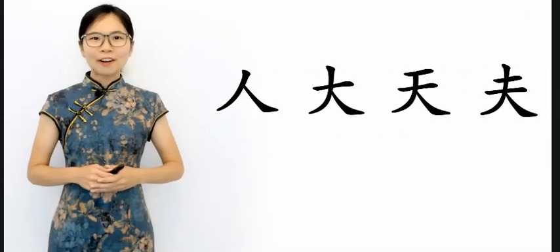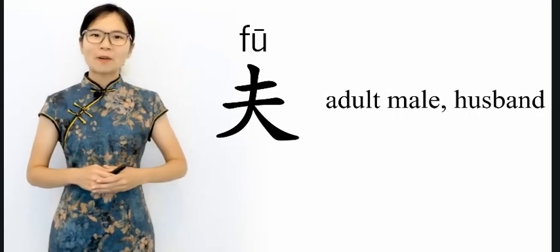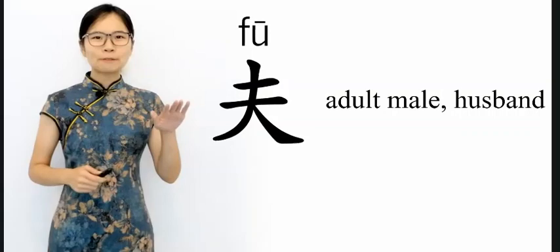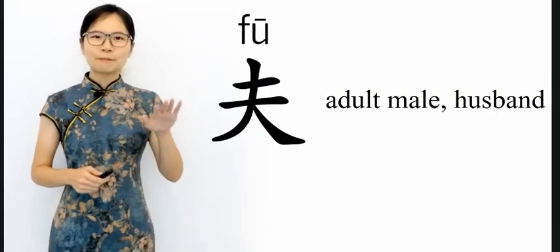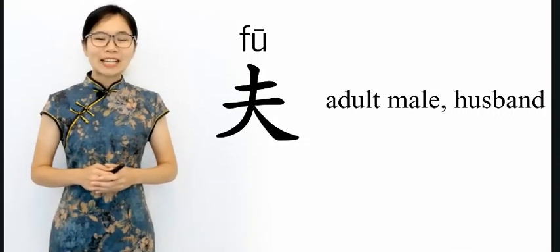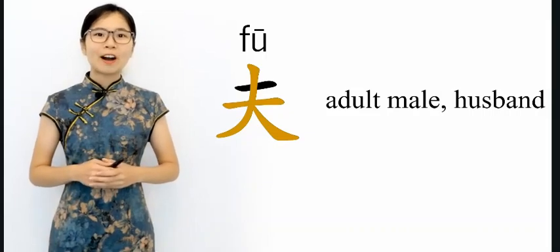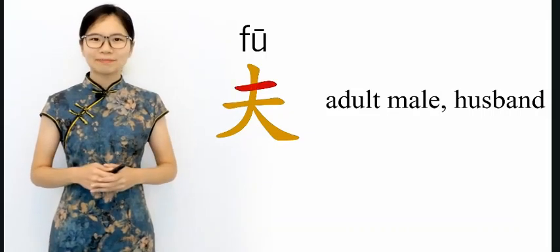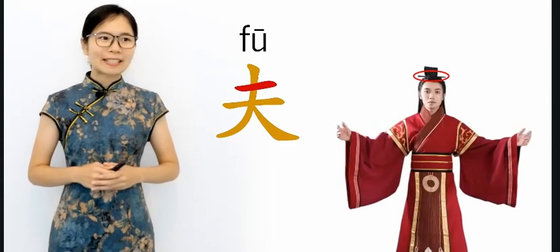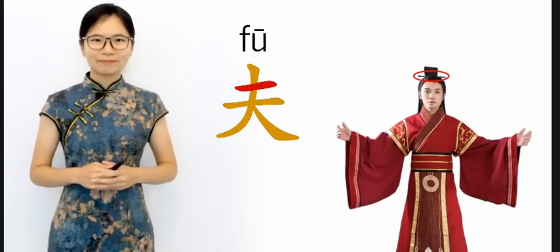And our final character for this lesson is 夫, which means adult male or husband. This character is made from a slightly taller version of the character for big with a horizontal line added to it. This line represents the hairpin men used to wear when they became adults.